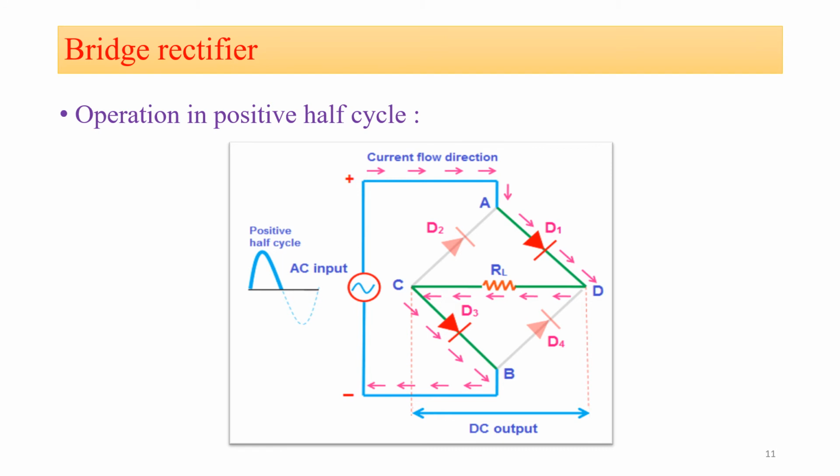Now let's check the current flow direction. As VAB is positive, meaning the A terminal is positive, the current will flow in this direction: from A to diode D1, then from diode D1 to the load resistor RL, then from RL to diode D3, and from D3 to the negative terminal, that is B. Current always flows from A to B, because A is positive and B is negative.